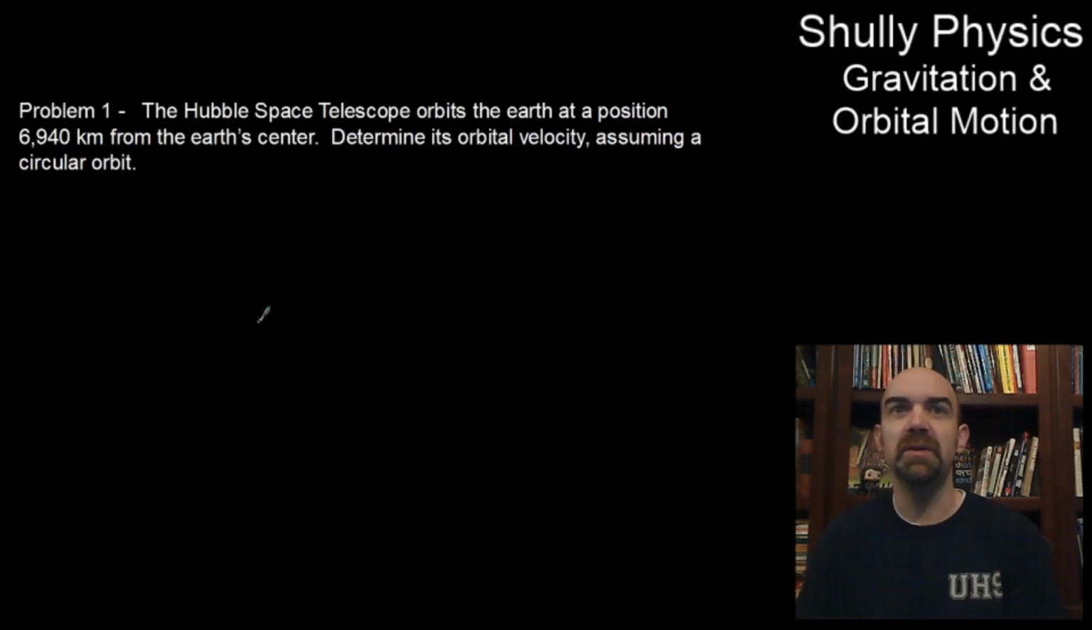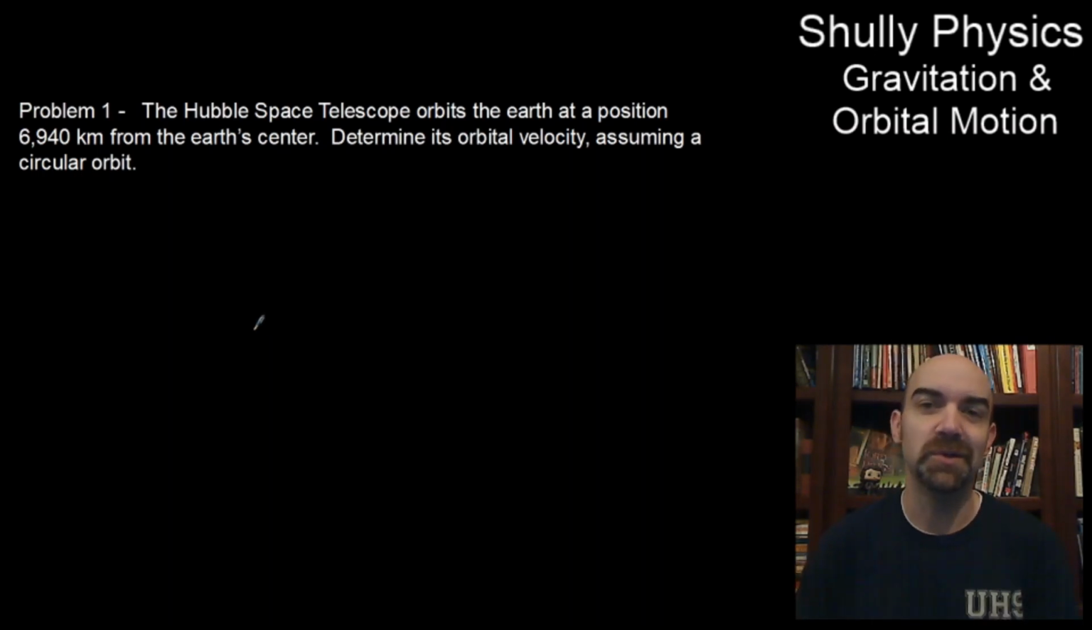All right, problem 1. Hubble Space Telescope orbits the Earth at a position. Well, I guess it's still up there. It's kind of retired now. Did they send that one down to burn up? I think that would be kind of sad. But it might still be up there. Actually, I think it is. They still have that operating.